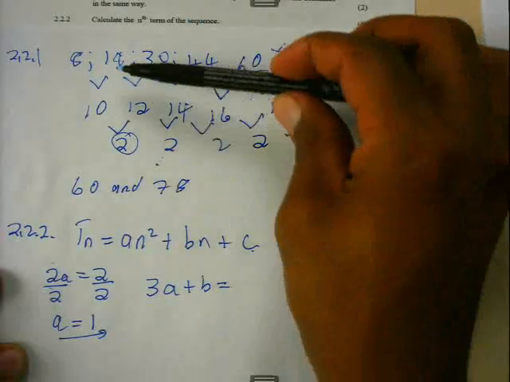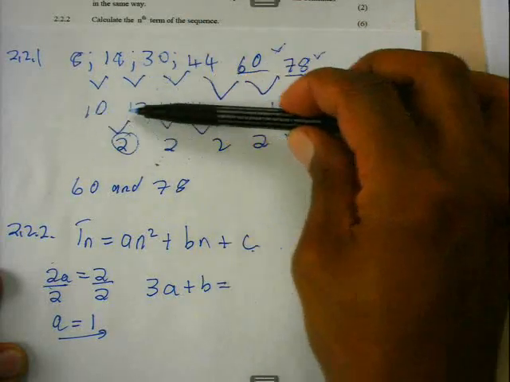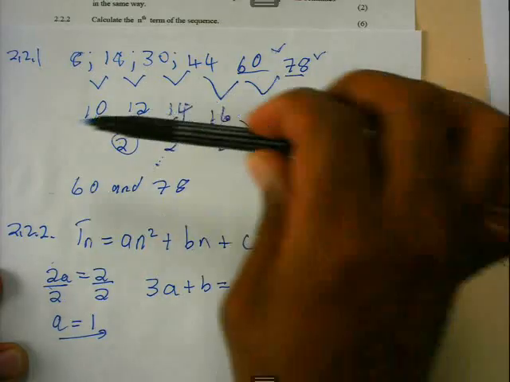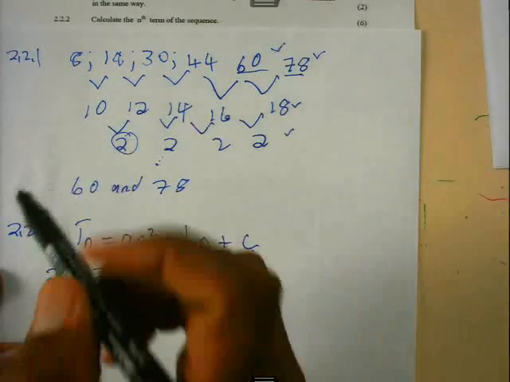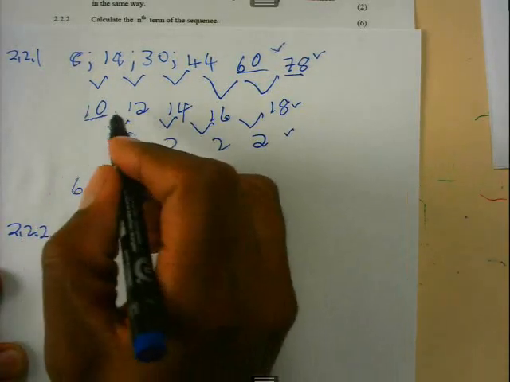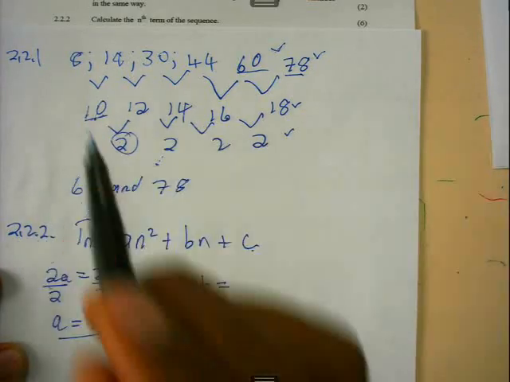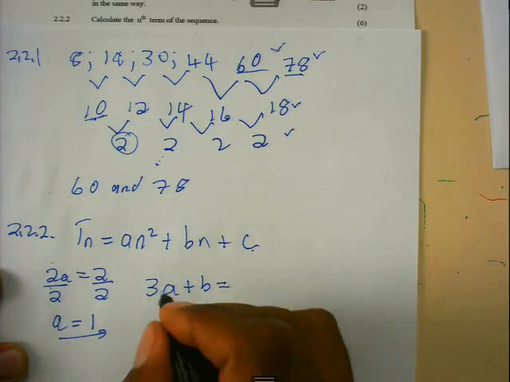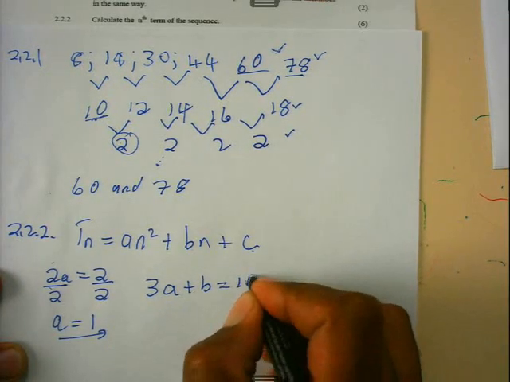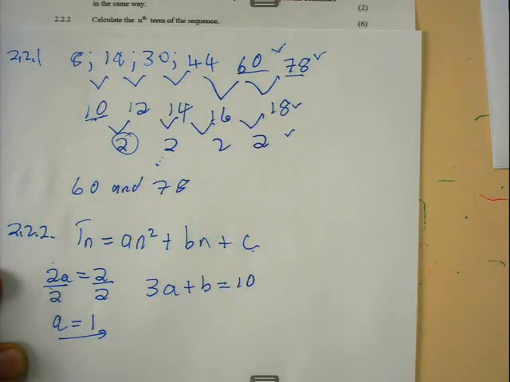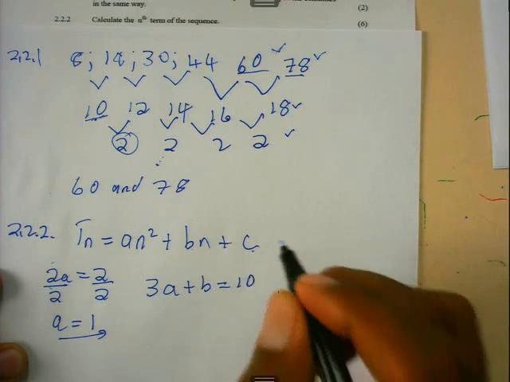Of course, now immediately after this one, now we have the first difference. From this first difference, we need the first term of the first difference. What is the first term of the first difference? There it is, 10. Of course, now 3a plus b, we equate it to 10. Why 10? 10 is our first term of the first difference.